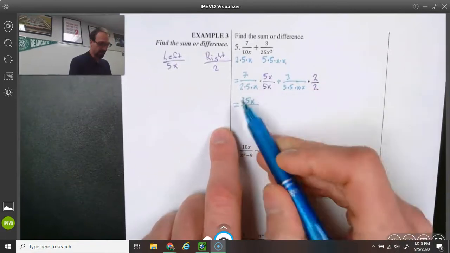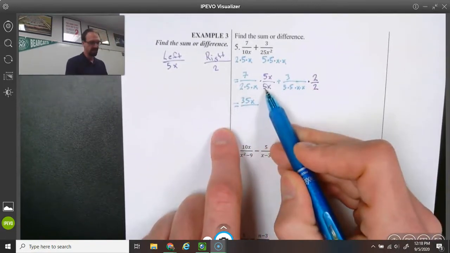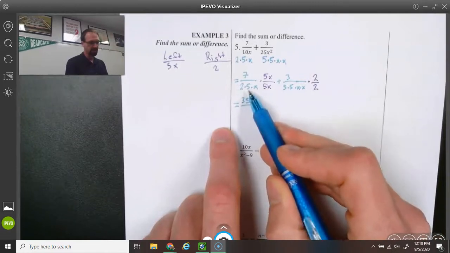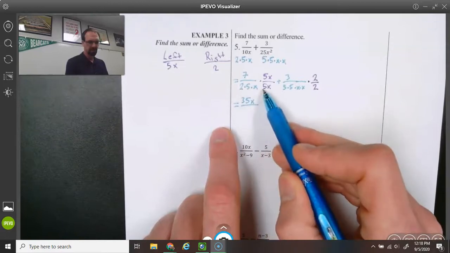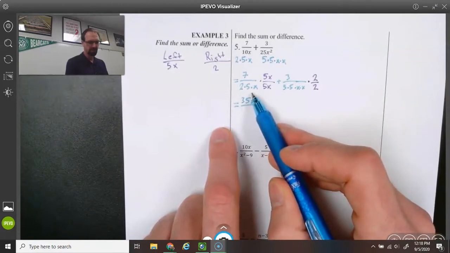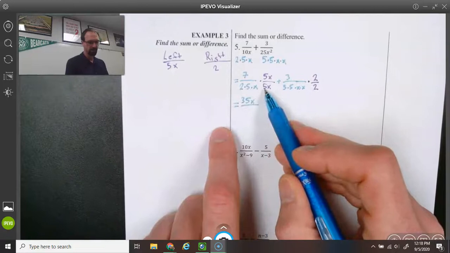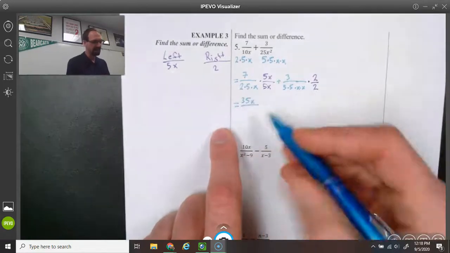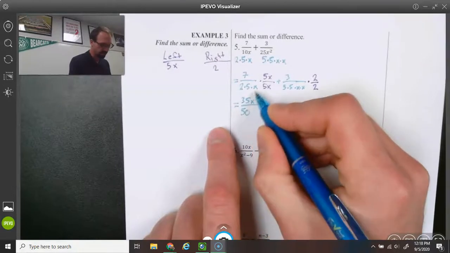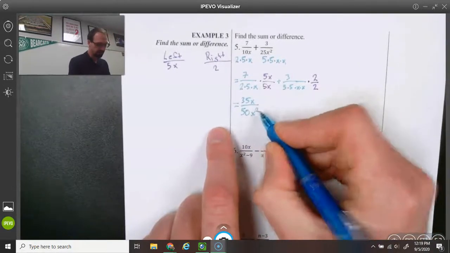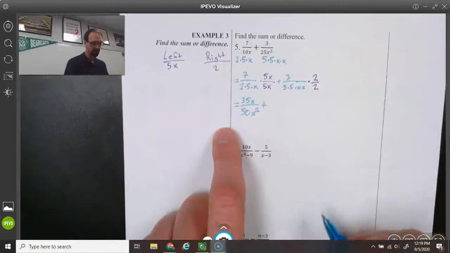And then my denominator, 2 times 5 times 5. So 2 times 5 is... 25 times 5 is... 50? No, that's not right. 5 times 5. 2 times 5 is 10. 10 times 5, it should be 50. Having a day. So 50, and then x times x is x squared. So I should have 50x squared as my denominator for the other one as well.